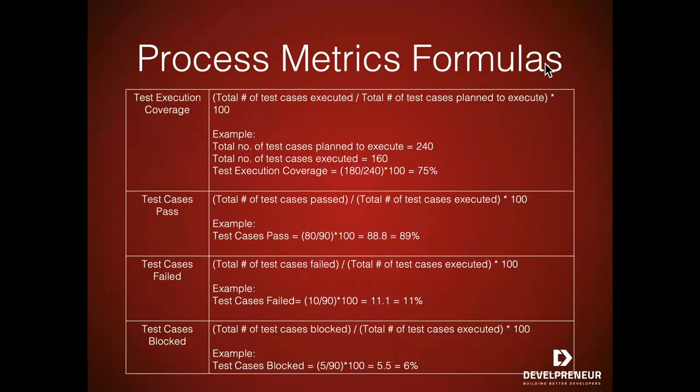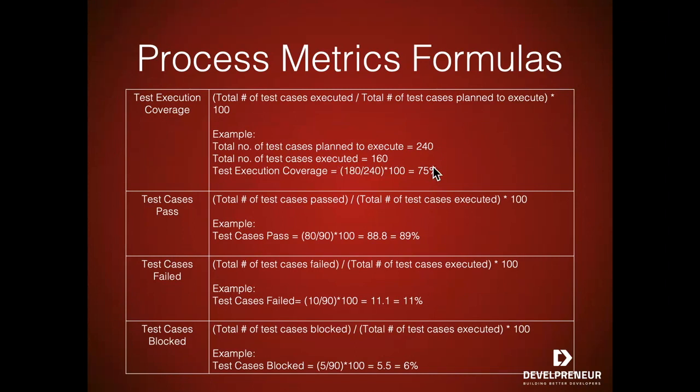Next, we have test execution coverage. So we have the total number of test cases executed divided by the total number of test cases planned to execute, again times 100 for percentage. Here we have 240 planned and a total number actually executed of 160. I accidentally put that backwards, so the test execution coverage should be 160 divided by 240, which tells you that you're only able to execute 75% of the test cases that you had actually planned to execute. So you're probably missing 25% for this particular sprint.